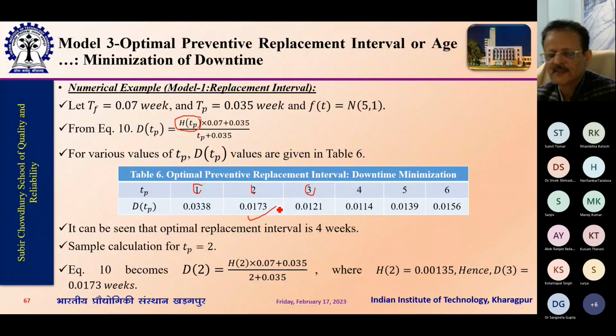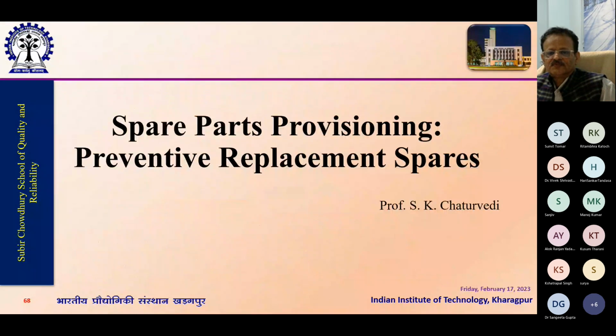Again, I'll say it is computationally not a 10 minutes or 15 minutes issue. If you are going to solve it, it is going to take another 30-40 minutes, because not only do you have to solve the equation, this D of TP, but also you have to find out the expected number of failures using that recursive result and so on.